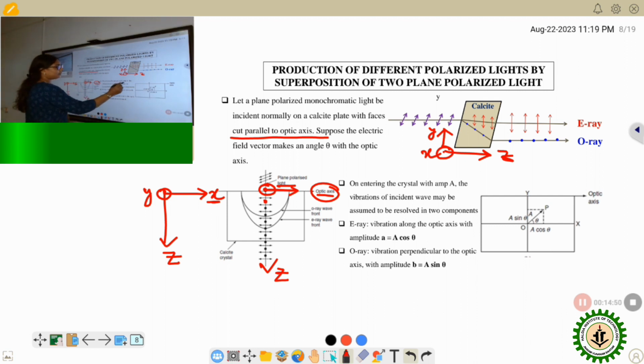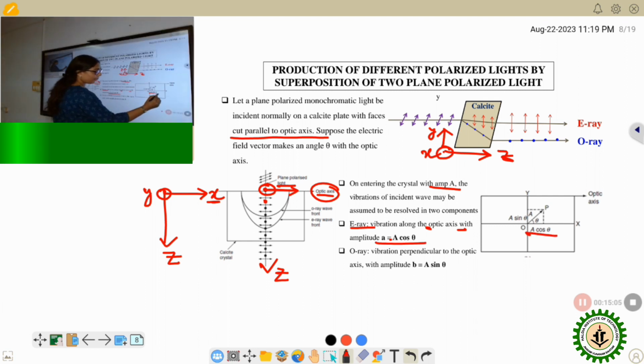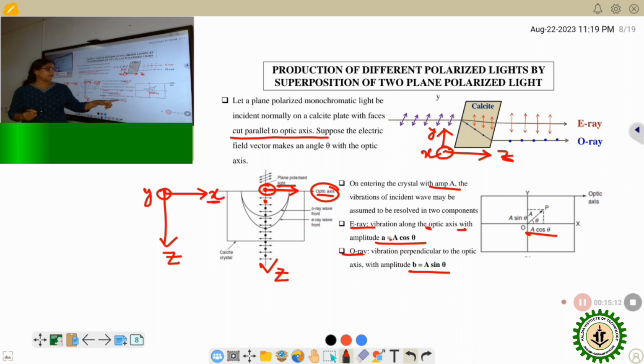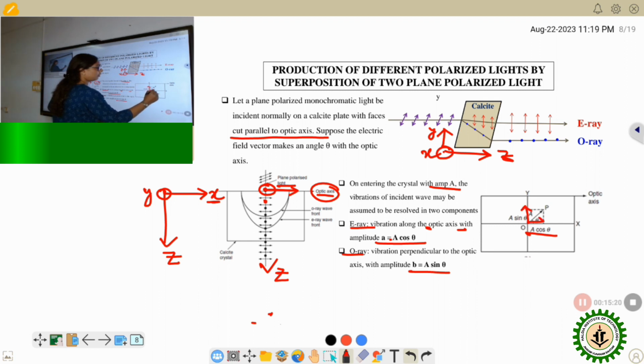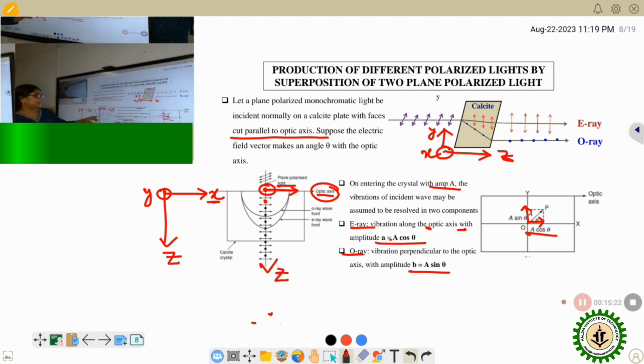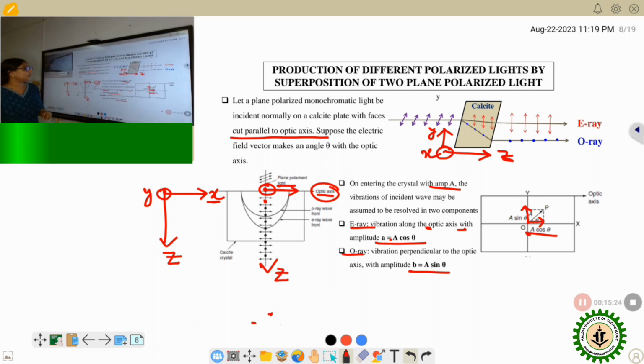So on entering the crystal with amplitude A, the vibration may be assumed to be resolved into two components. The E ray vibration is parallel to the optic axis, so the amplitude can be given as small a equal to A cos theta, and the O ray has vibration perpendicular to the optic axis, with amplitude small b equal to capital A sin theta. So this is small b, this is small a. That is on entering the crystal with amplitude A.